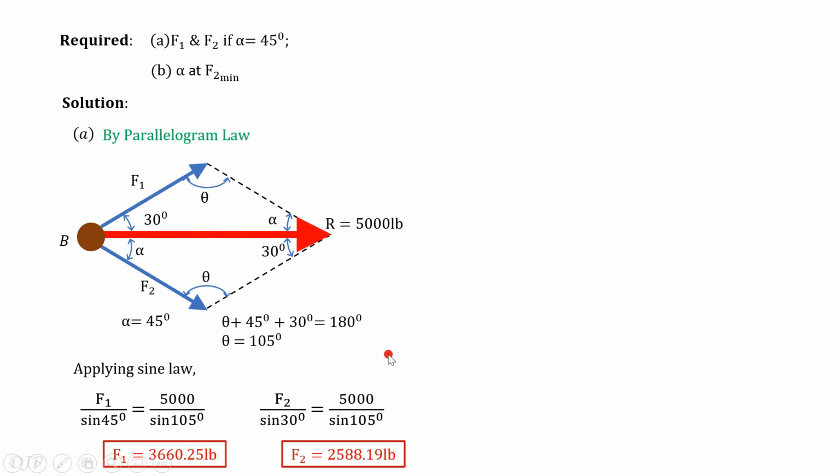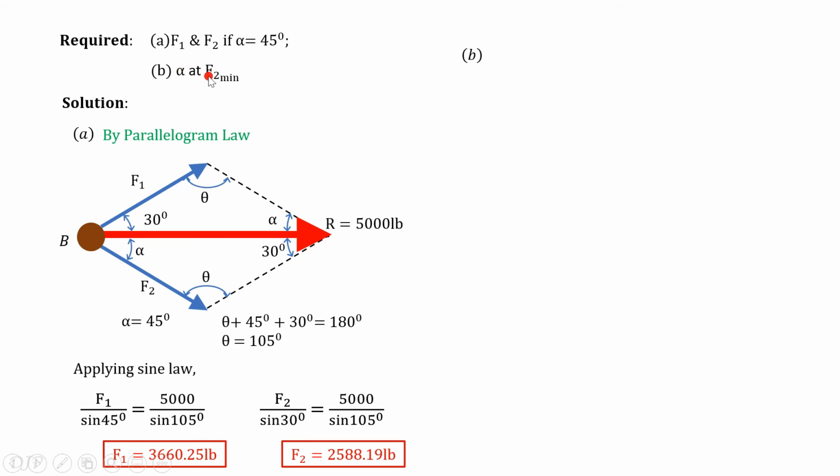For the next question, we're going to find alpha when F2 is minimized. When you recall your differential calculus, when we're going to minimize or maximize a variable, we should express that variable in terms of the target variable or unknown variable. Since the target variable is alpha, we will express F sub 2 in terms of alpha.